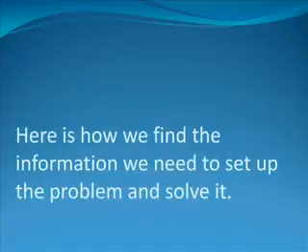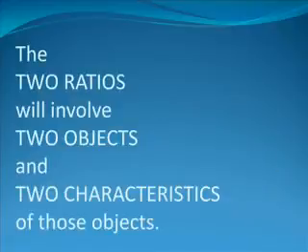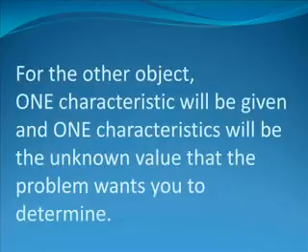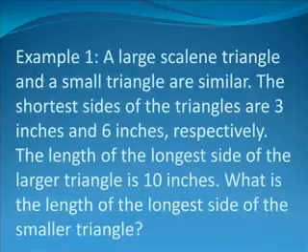We will first see how to do this in general and then work through several examples. The 2 ratios will involve 2 objects and 2 characteristics of those objects. For one object, both characteristics will be given. For the other object, one characteristic will be given and one will need to be found.